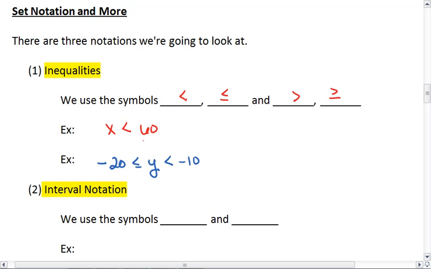For the first example, this means x can be any value that's less than 60. We assume that x is then an element of the real numbers. And we assume here that y is an element of the reals. So here we have an assumption that we are using reals.